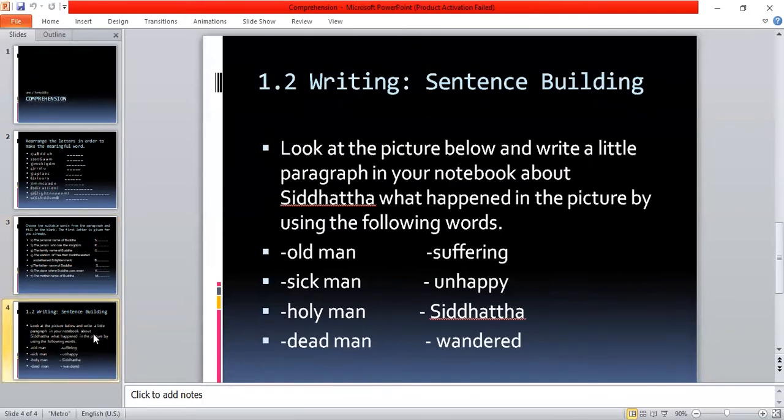Sentence writing level. So now you're in grade 6 and an intermediate level. That's why I believe that you can write a paragraph. So look at the picture below. There are 4 pictures they have already given. Write a small paragraph in your notebook about the pictures. What happened in the picture, by using the following words.